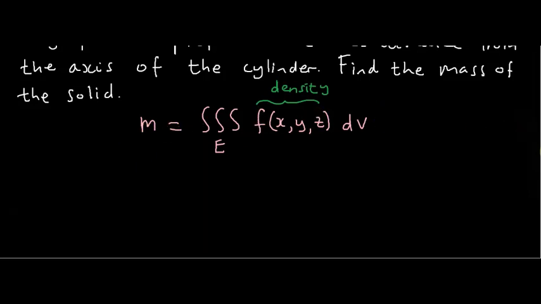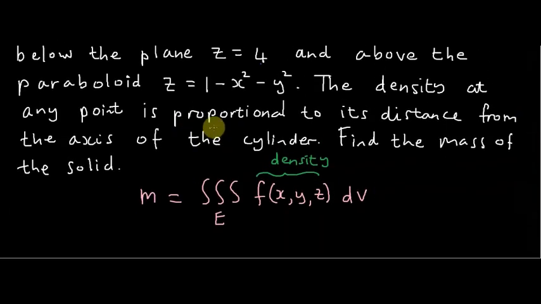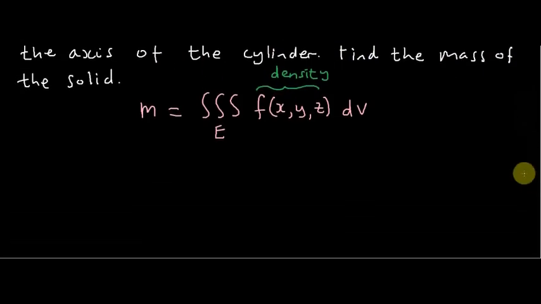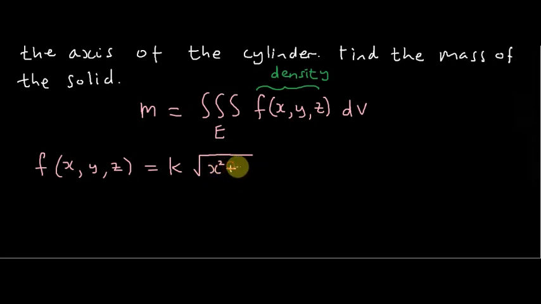We know that the density at any point is proportional to the distance from the axis of the cylinder. So the density f of x, y, z is equal to a constant times the distance, which basically is the square root of x squared plus y squared using the distance formula. And the k here is just a proportionality constant.